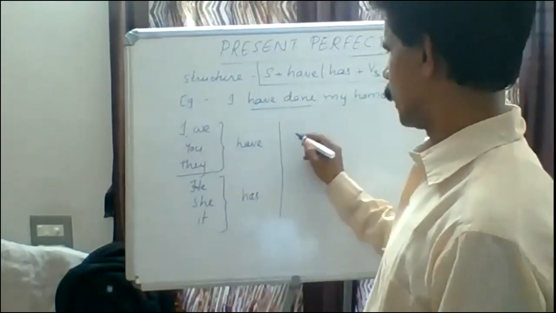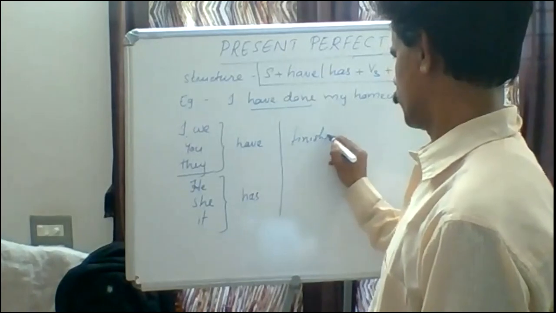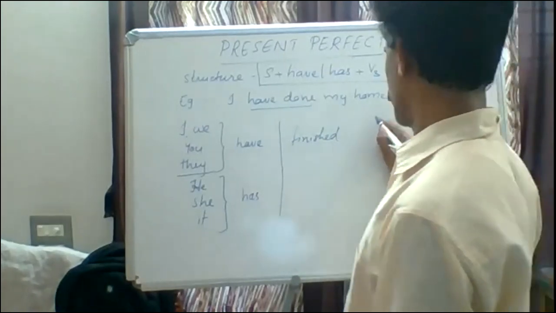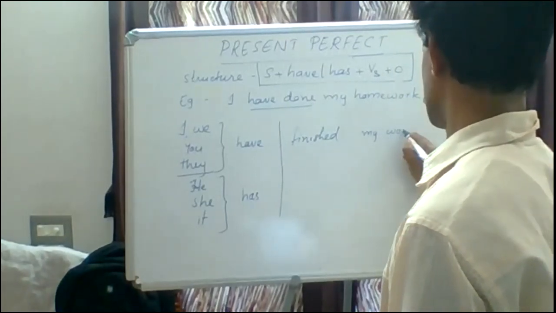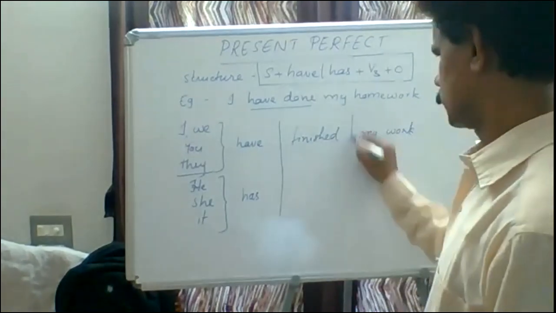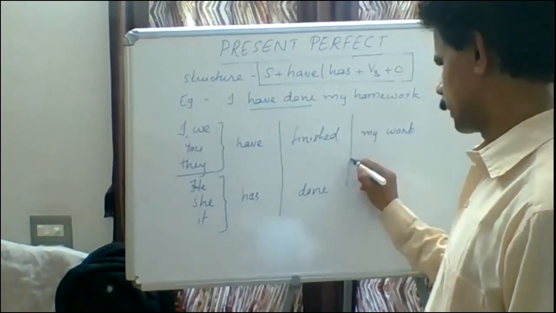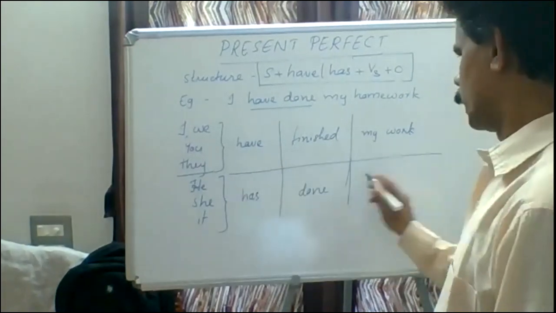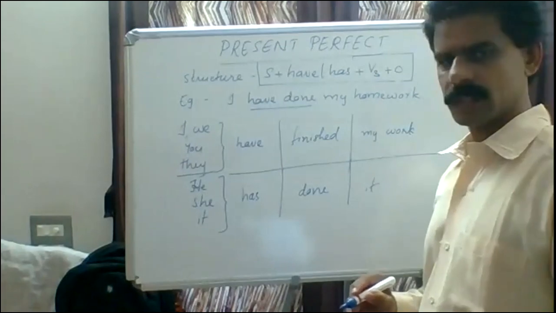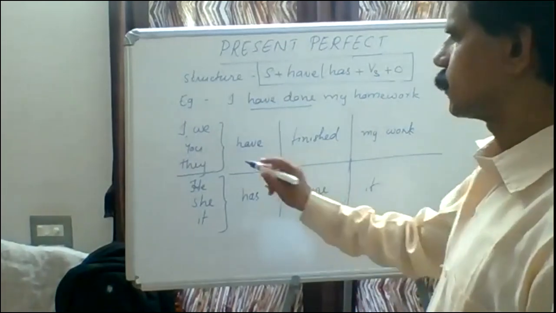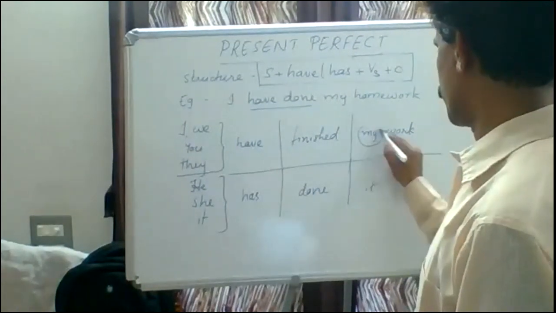Here, I finished my work. If I take any object, my work is the object. I finished my work. This is the verb form. Here, done, if I take another verb, done. Two verbs I have taken. I have done it. She has done it. It has done. So in this way, we have finished my work. We have finished here my place.